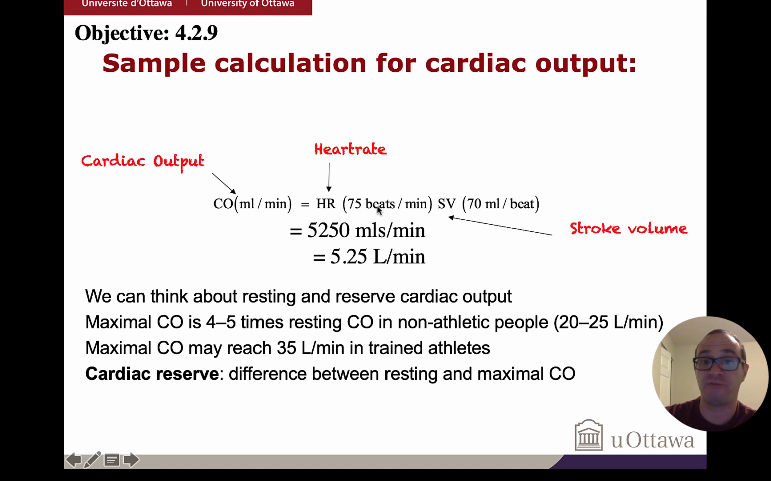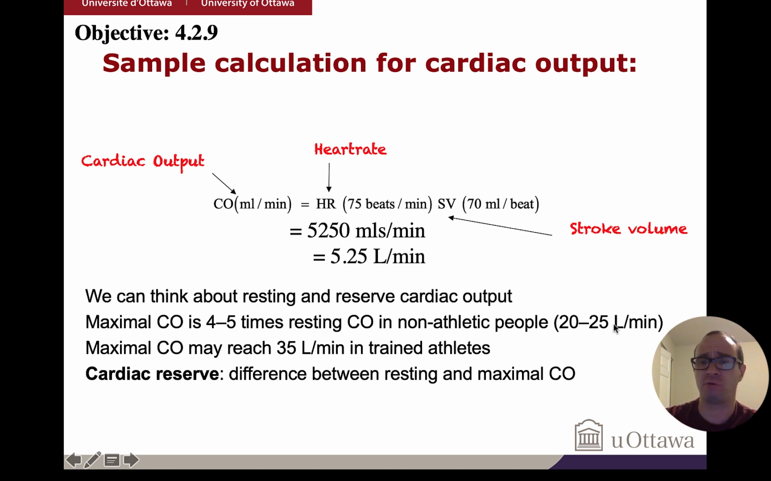So 75 times 70 equals 5,250. And if you don't believe me, you can do it yourself. And that's in milliliters per minute. We can convert that to liters simply by dividing this value by 1,000. So this means that your heart is really outputting over 5 liters of blood every minute. So that's actually quite a bit. But this is actually the resting rate.